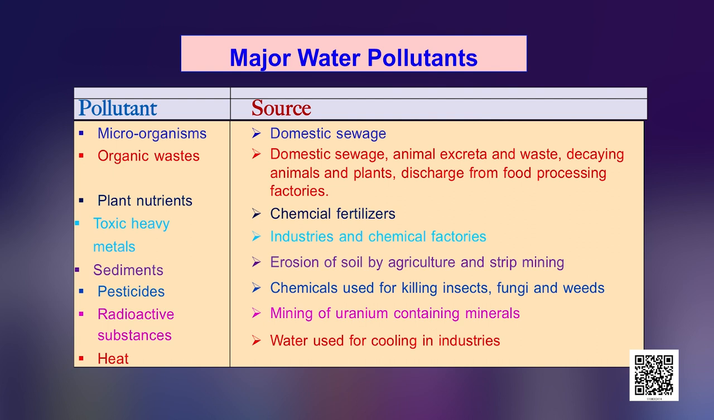And you know that pesticides are also chemicals which are used for killing insects, fungi and weeds. Then radioactive substances also cause pollution, and these originate from mining of uranium containing minerals. And heat also is a pollutant. It arises from water used for cooling in industries. Now, after understanding different pollutants and their sources, let us see how water pollution is caused.